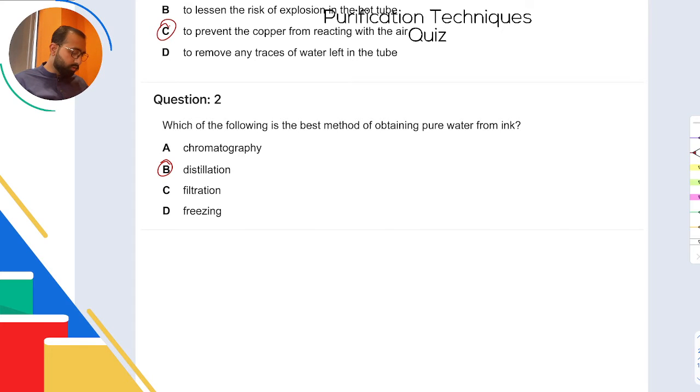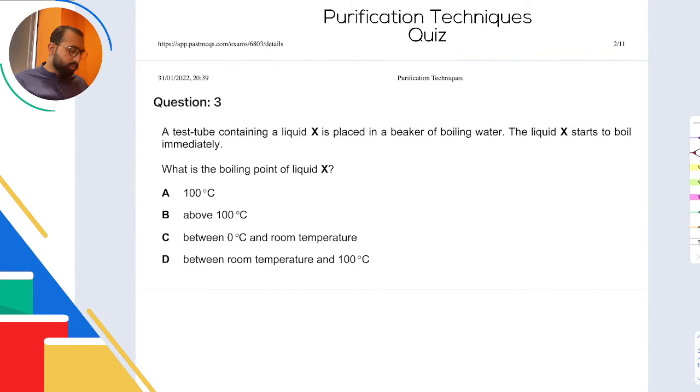All right, moving on, question number 3. A test tube containing a liquid X is placed in a beaker of boiling water. So you have a liquid X that was obviously at room temperature, and then you suddenly placed it in boiling water. So boiling water, we assume obviously it's going to be at least at 100 degrees Celsius. So what's happening here is that you have a liquid, which was liquid at room temperature again, and you just place it in boiling water. The liquid starts to boil immediately.